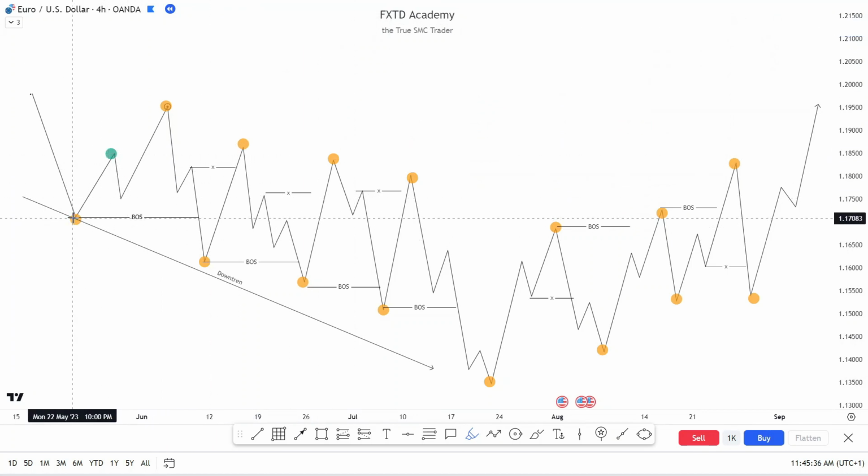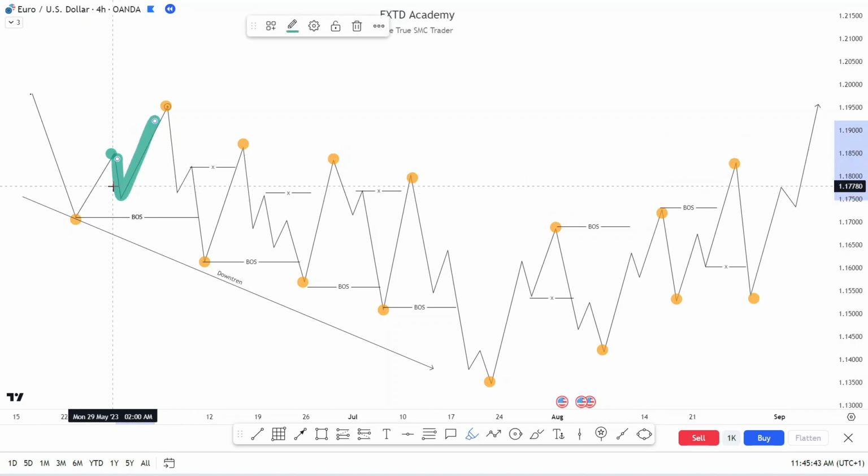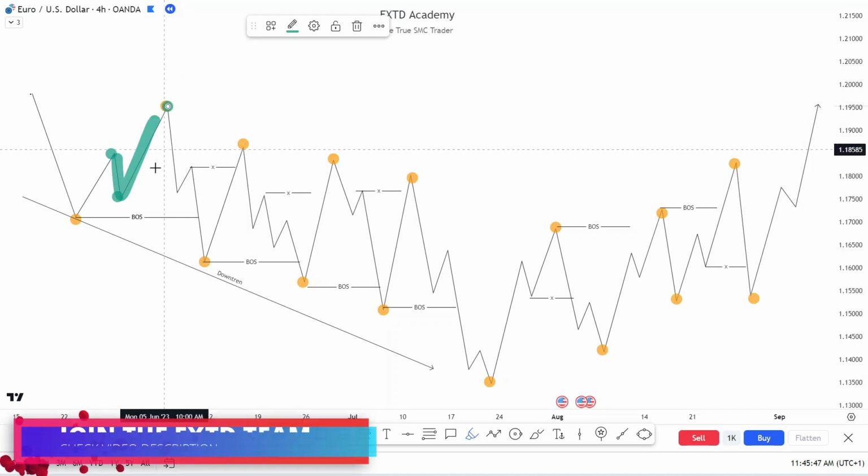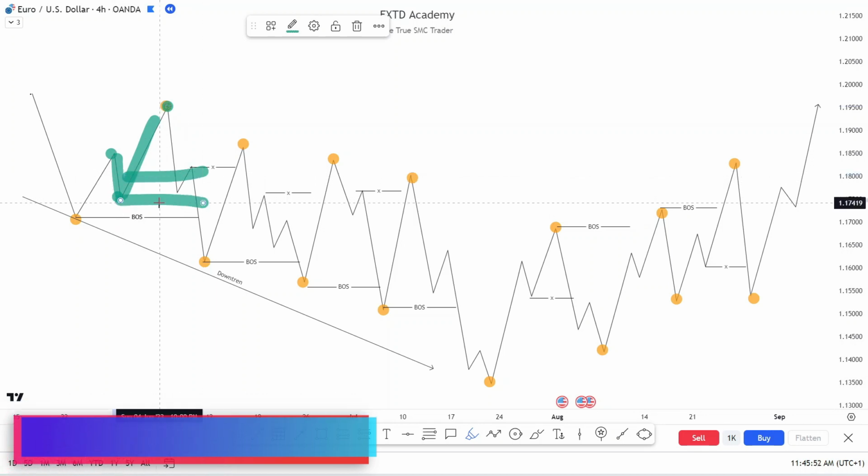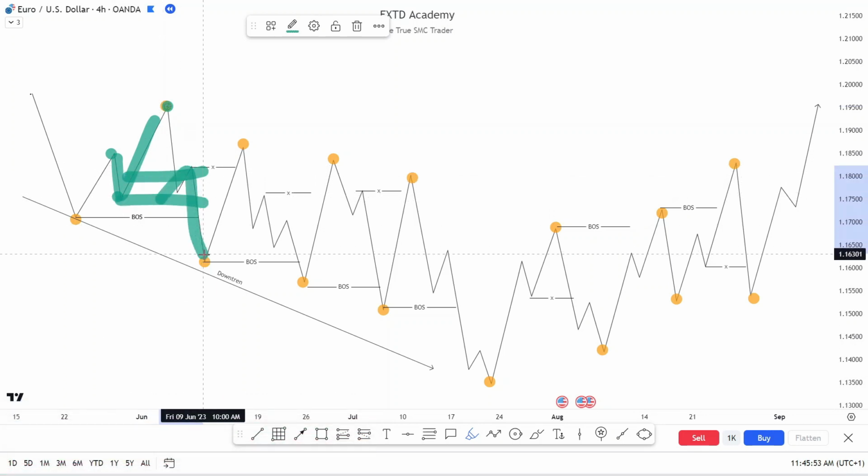I have this as structure, and we also have this little pullback in between. Most of you will mark here as structure and still mark here as structure. So at this point you are confused, so you are going to take your buys here, and all of a sudden price goes down and breaks this structure.